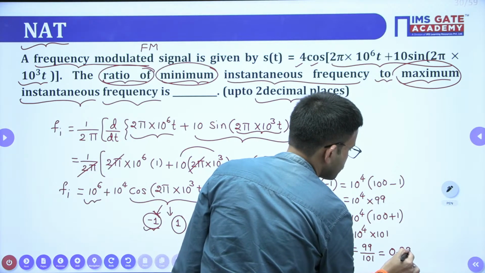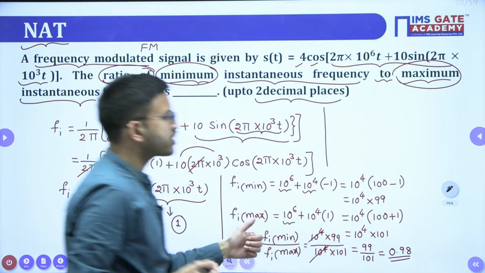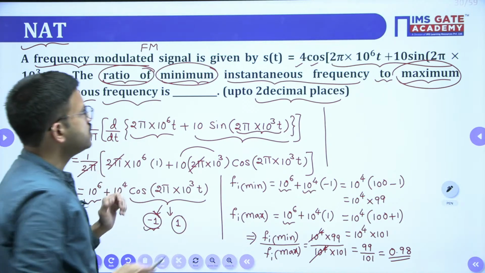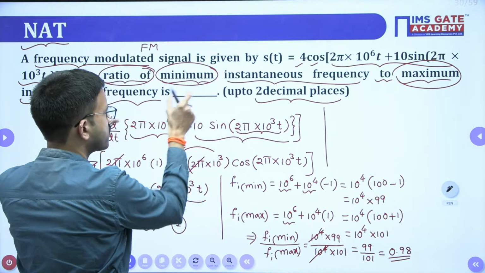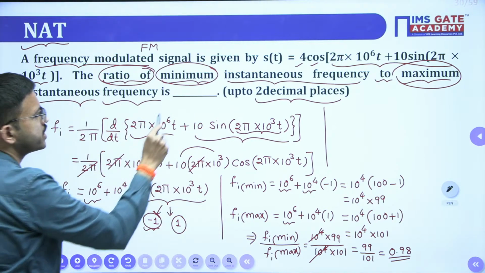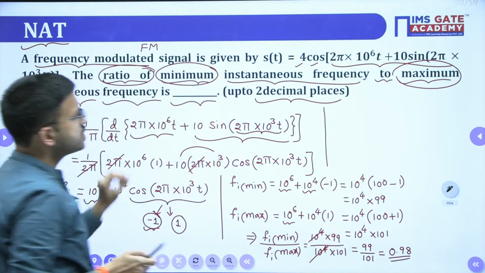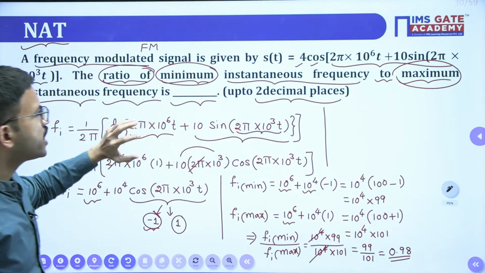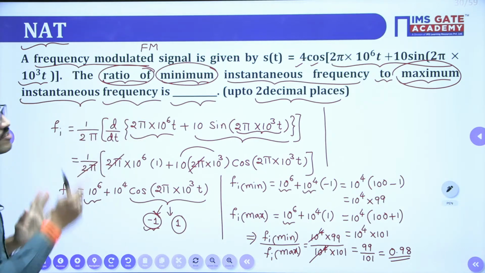0.98. So 0.98 is the correct answer for this question. I hope it is clear for everyone. Based on the question, the sentence framing, you have to answer accordingly. Especially for numerical answer type questions, since the answer will be a number and you don't have any clue whether your answer is correct or not, cross check with the choices.